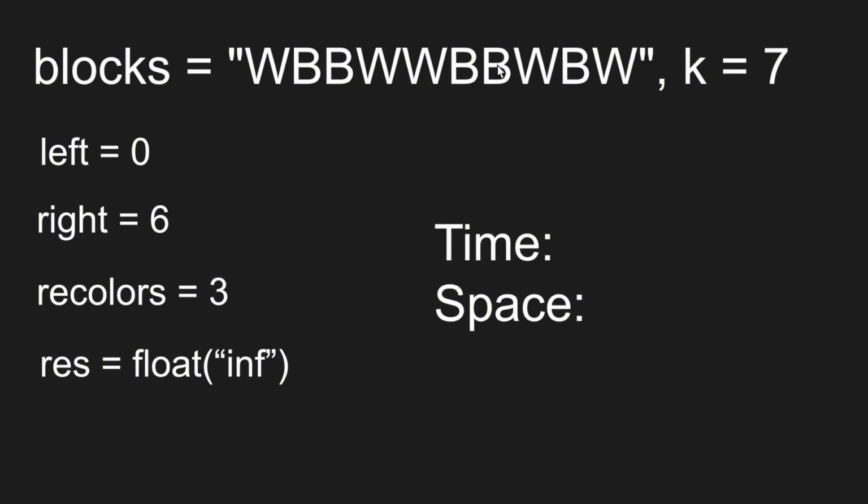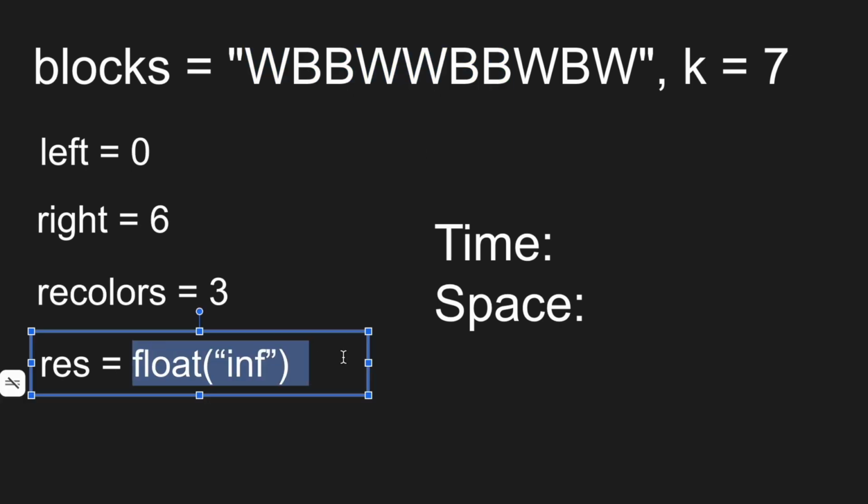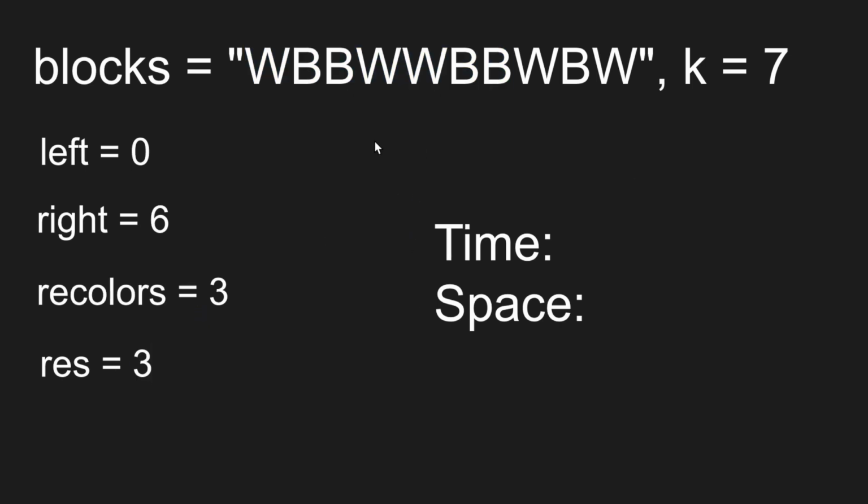Now pointer 6 is also a B, but before we move to pointer 7, we realize that when the left is 0 and the right is at pointer 6, it has a length of k, which is 7. So we need to update the result. And in this window, the minimum number is 3, so we update it to 3 since that's the minimum we have so far. Now we need to increment both the left and right pointer. So left is now 1 and right is 7.